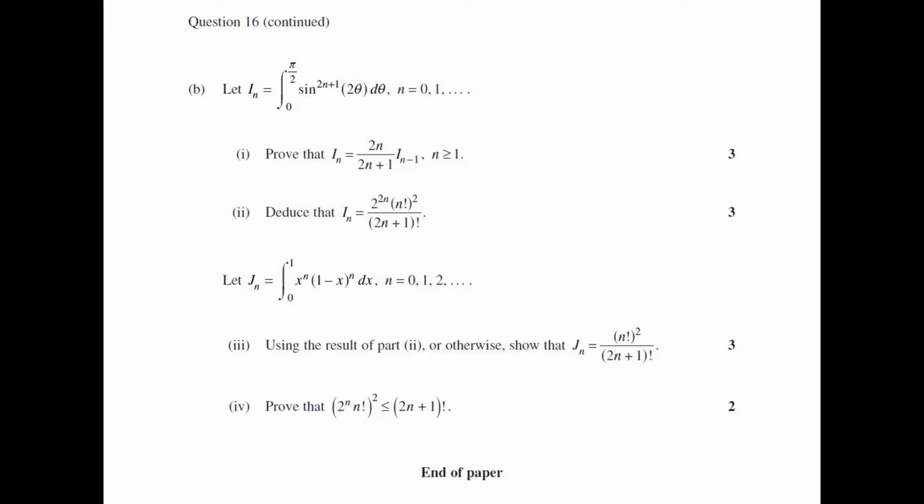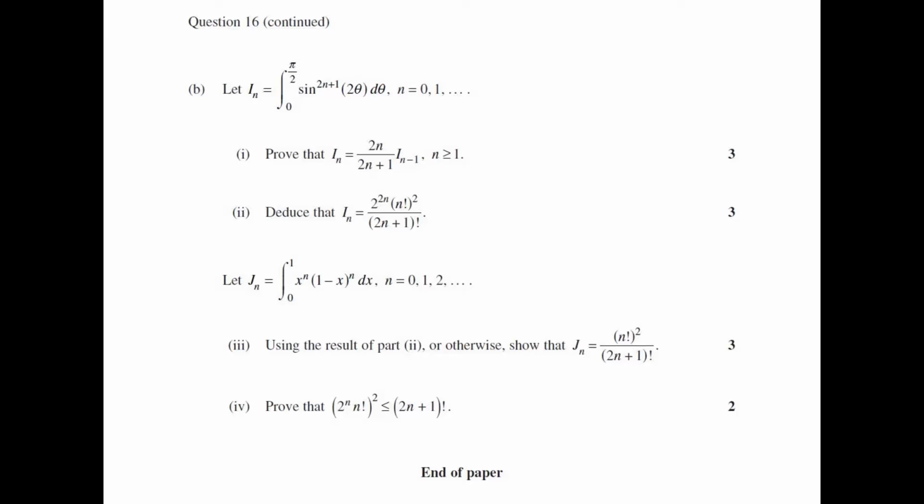first 2 parts. For this part 3, we're told to let Jn equal the integral from 0 to 1 of x to the power of n times (1 minus x) to the power of n dx. And then we're told expressly, using the result of part 2 or otherwise, show that Jn equals n factorial squared on 2n plus 1 factorial.